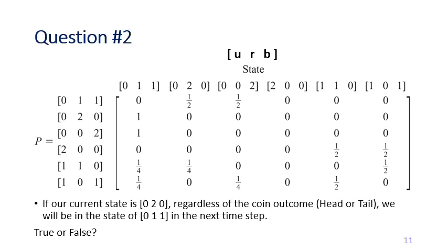Still on the same example, there's a statement saying that if our current state is 0, 2, 0, regardless of the coin outcome, we will be in the state of 0, 1, 1 in the next time step. Is this true or false?